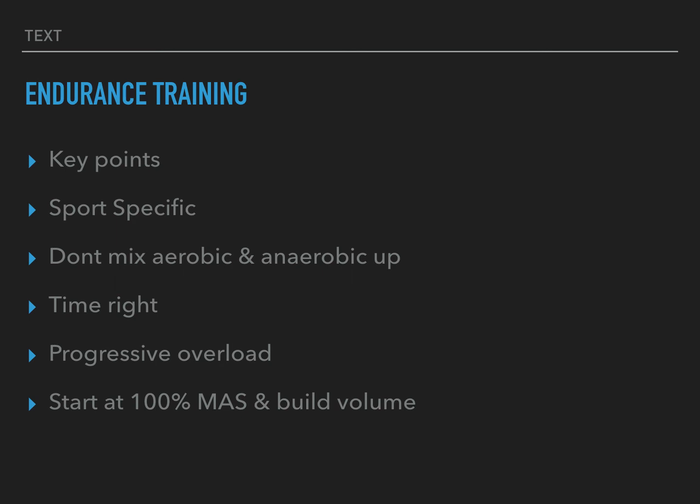So start at 100% of your maximum aerobic speed, and then just build volume from there. Like I said, if your maximum aerobic speed is 5 meters per second, work to that in whatever sort of endurance style training you're doing, and then just build on it from there and eventually build up that max aerobic speed, work to 110%, 120%, and then you're working into the anaerobic levels.